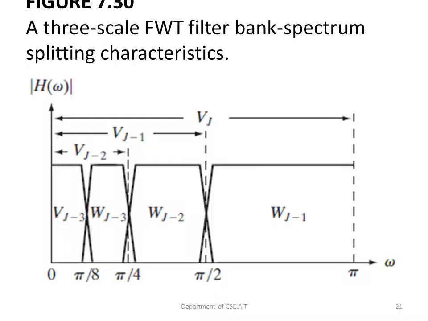Like what was seen in the previous case, here we can see that V of j minus 2 consists of V of j minus 3 and W of j minus 3, whereas V of j minus 2 is part of V of j minus 1. Similarly, V of j is a bigger set which consists of V of j minus 1 and W of j minus 1.